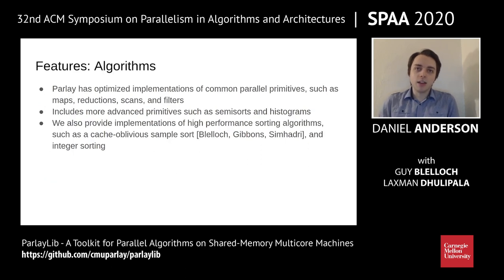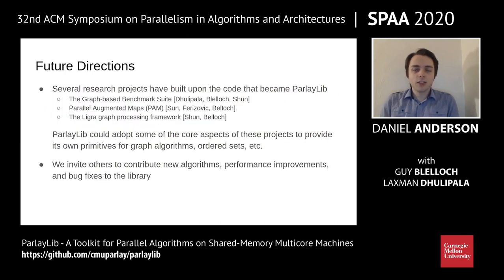We also implement many algorithms in addition to the standard stuff that you'd expect, like maps, reductions, scans, filters. We also have more advanced algorithms like semi-sorts and histograms, and we also provide very high performance tested implementations of advanced versions of several common primitives like sorting. So we have a cache oblivious sample sort due to Blelloch et al., and we also provide high performance integer sorting algorithms. So that's it for ParlayLib.